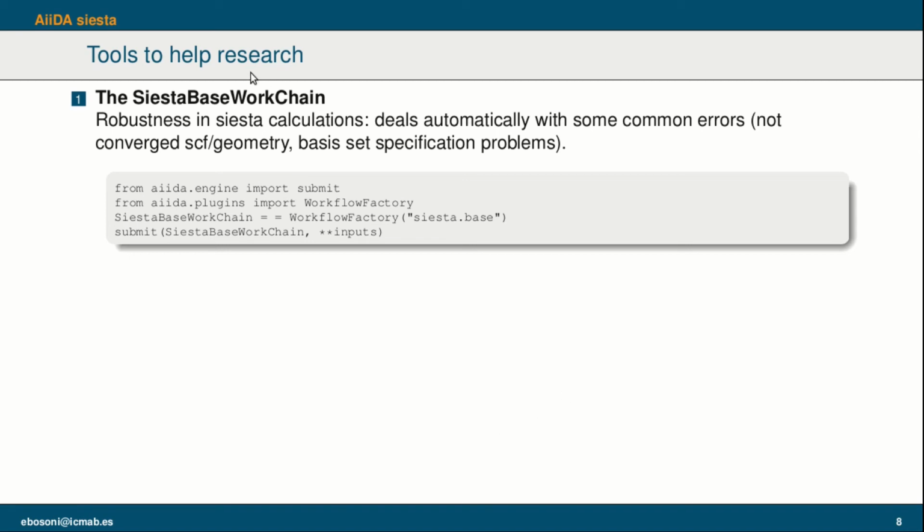The first tool I'm going to present is called the Siesta base workchain, which adds robustness to the running of Siesta calculations. In fact, it is a workchain that deals automatically with some common errors. So if we run a calculation and AiiDA finds out that there is a problem in the basis set specification, it's going to fix the problem automatically and send the new calculation.